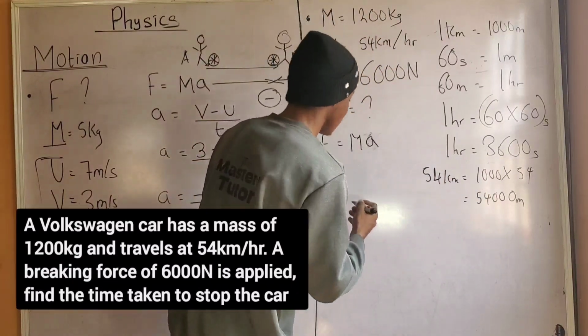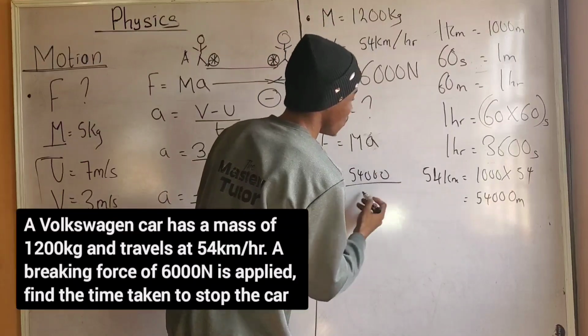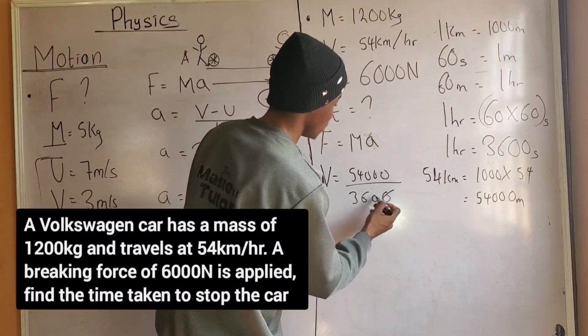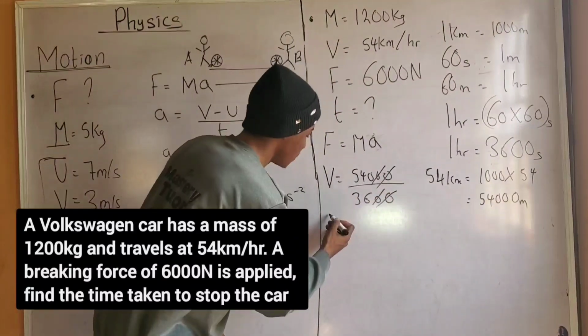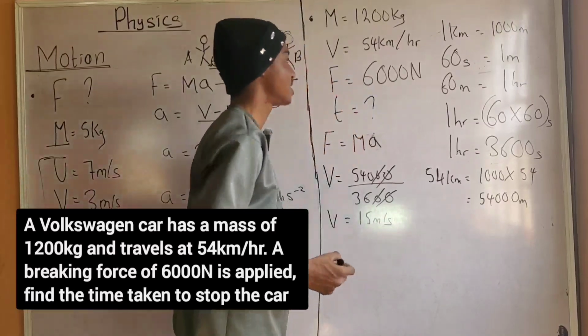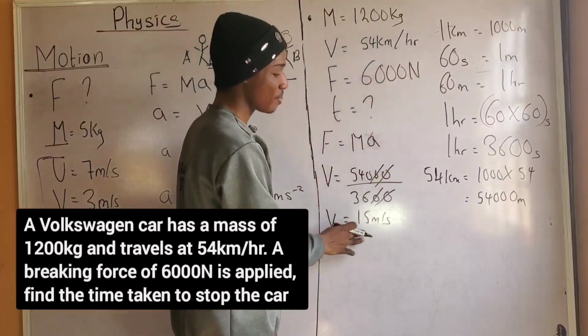So here I'm going to have the velocity as 54,000 all over 3,600 seconds. Now the velocity will be equal to 15 meter per second. Are you getting it? Now you've converted the velocity from kilometer per hour to meter per second.